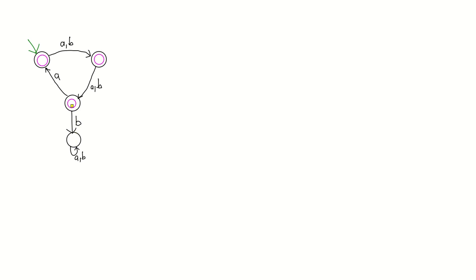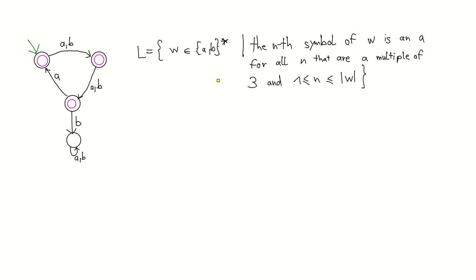So then the opposite: this is how we reject, but we want to know the opposite. We want to know, when do we accept a word? Well, we accept if the 3rd, the 6th, the 9th, the 12th, and so on, all these letters are A's. If all these letters are A's, then we accept. Yeah, and this is a way to write that down.